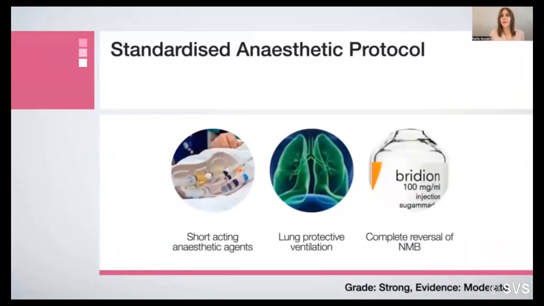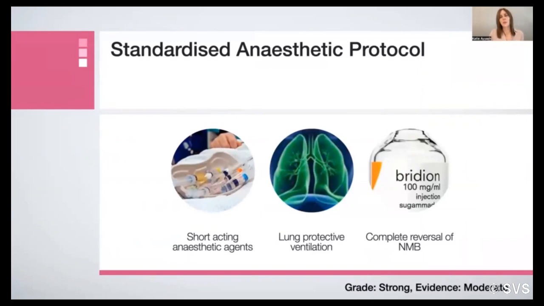So it's simple. The anesthetic for having an aneurysm repair is no different to any other major abdominal surgery. We should all be using short-acting agents because they reduce the risk of confusion and delirium, and it really doesn't matter whether you use volatile or TIVA. There is some suggestion that TIVA does reduce the risk of delirium.